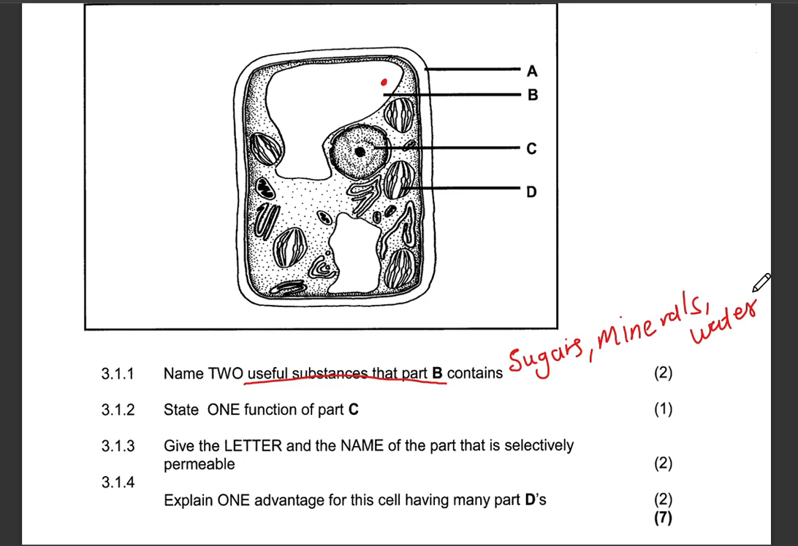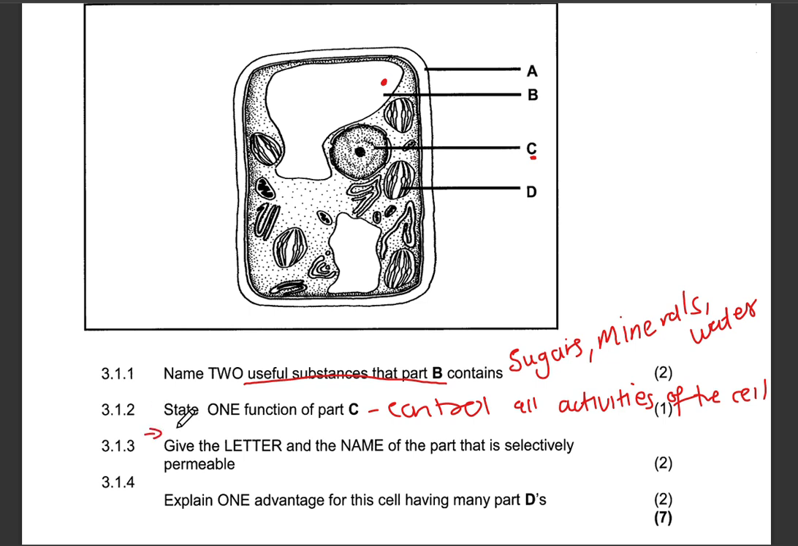State one function of part C. One function of part C. Part C is the nucleus. So again, they're not asking you to identify the organelle or the structure, you just need to give the function. But obviously, before you give the function, you will need to be aware of what the structure is. So that's the nucleus, and the function of the nucleus is to control all activities within the cell. So control all activities of the cell.